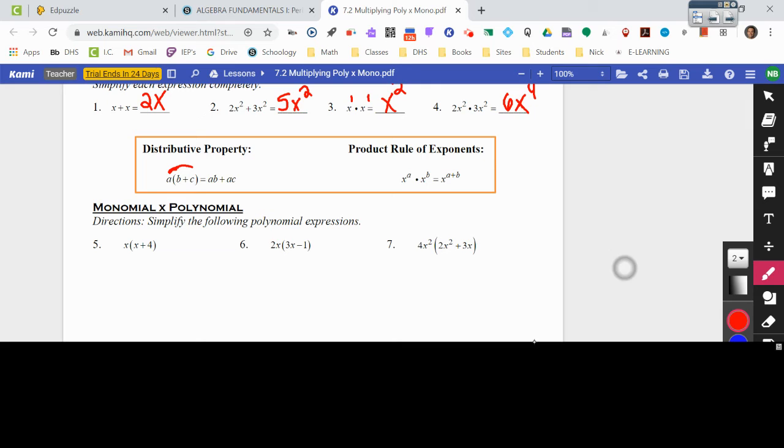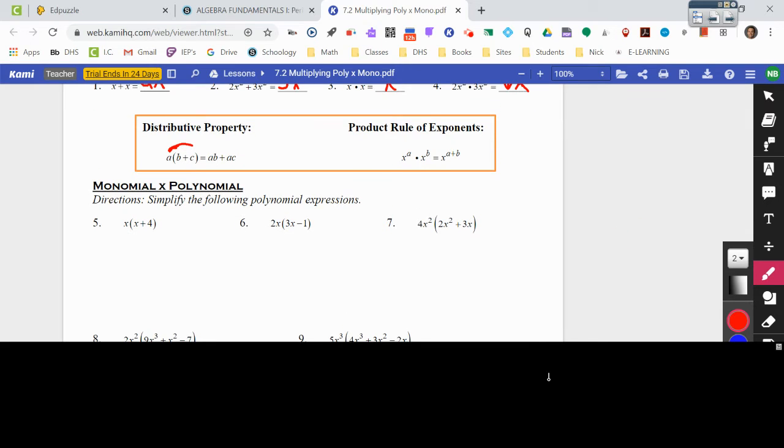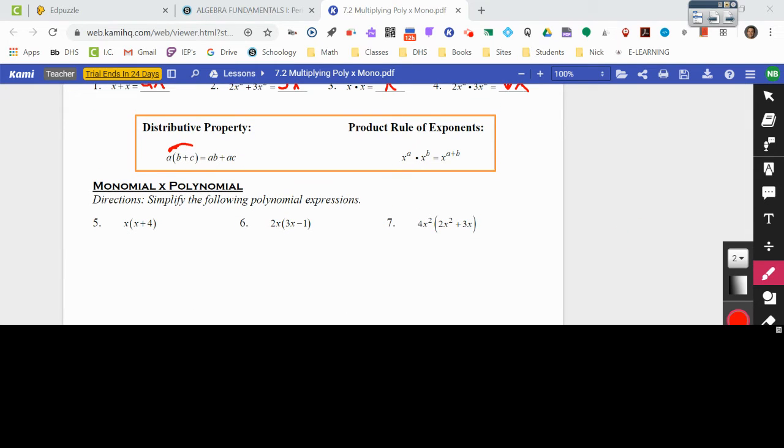All right, so this first one, example 5 here, we're going to be multiplying x times x plus 4, right? So x is my monomial, and I'm going to multiply it by x plus 4. All right, so to do this, we're going to use that distributive property here. All right, and we're also going to be using that product rule of exponents. All right, so this turns into x times x plus, because that's a positive, x times 4.